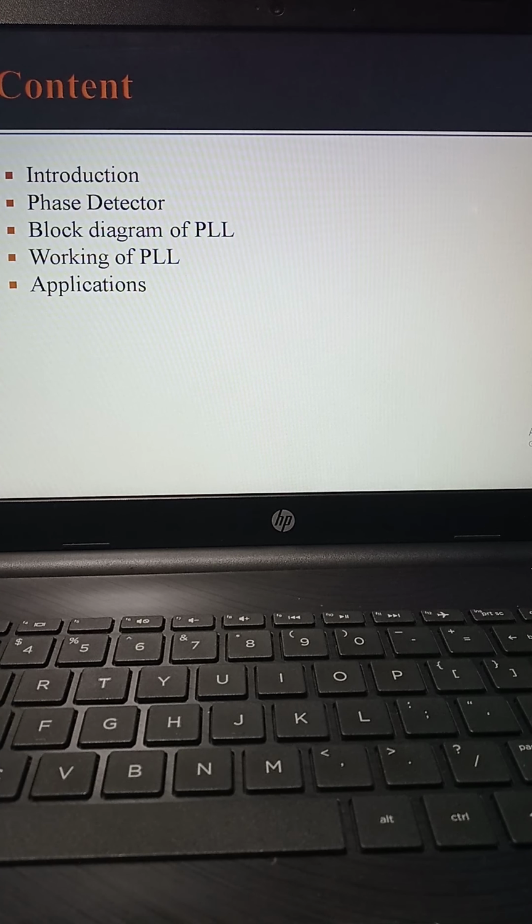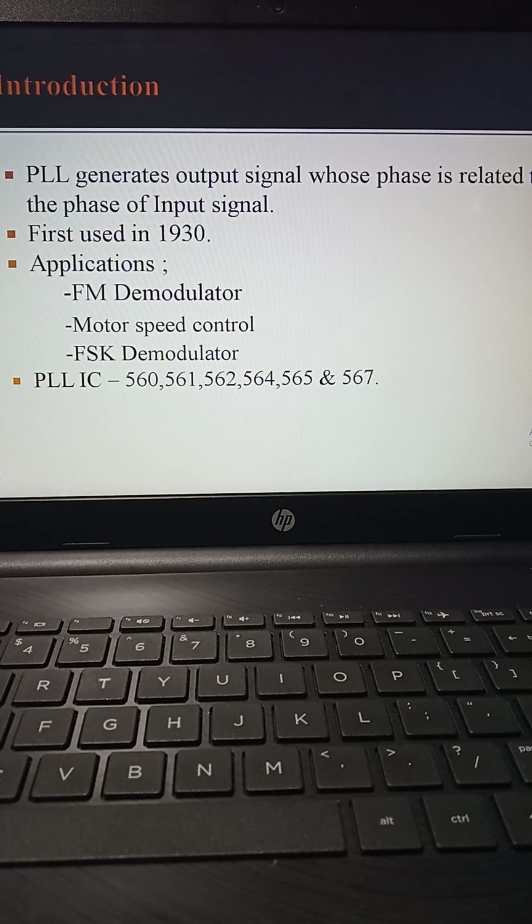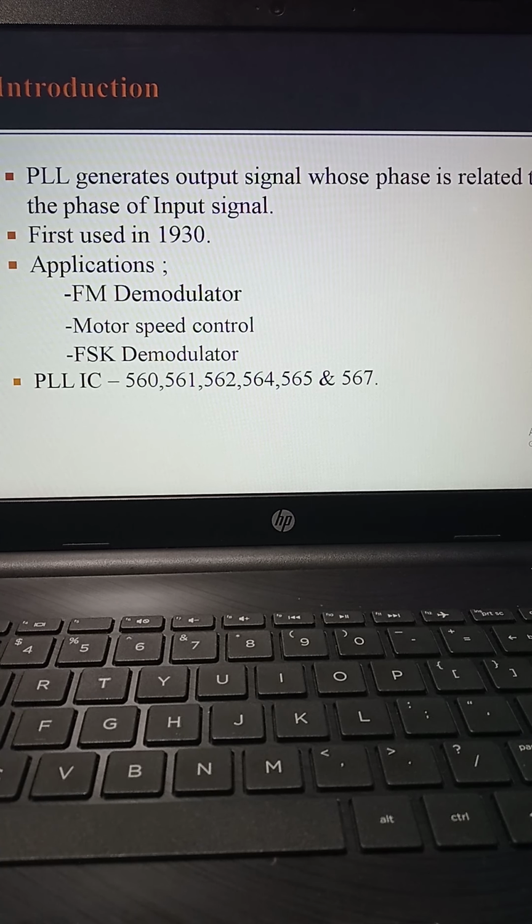So let's see what PLL is. PLL is a control system that generates an output signal whose phase is related to the phase of the input signal. That means the phase of input and output varies with respect to each other. PLL was first introduced in the year 1930, but at that time cost was an important factor because the cost was very much higher. The use of PLL at that time was restricted.